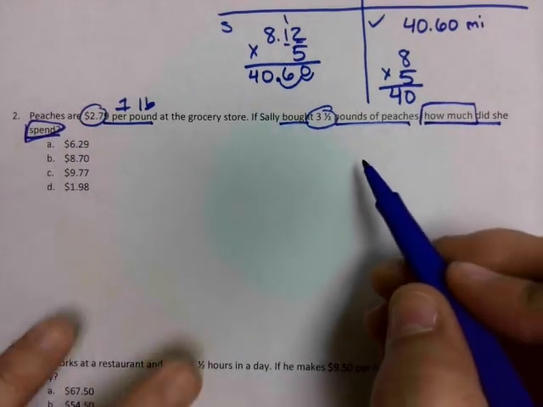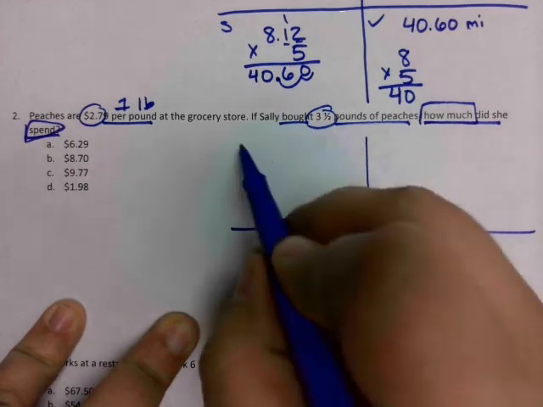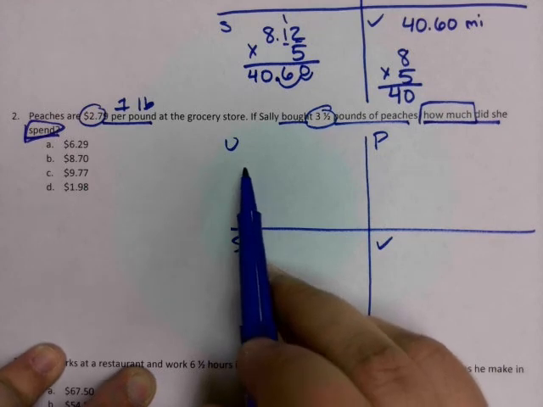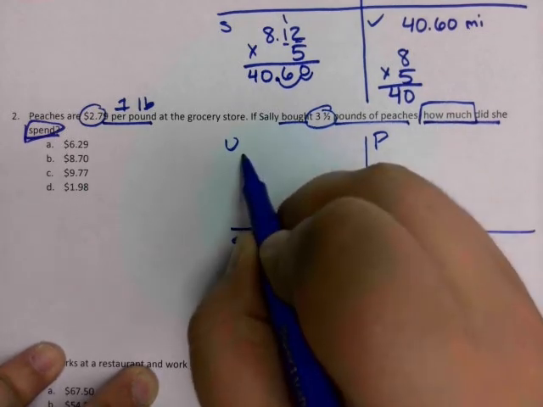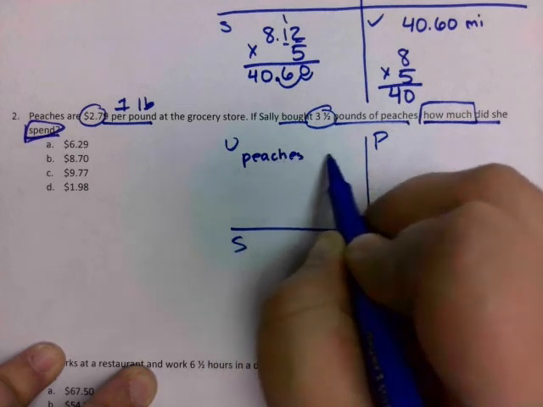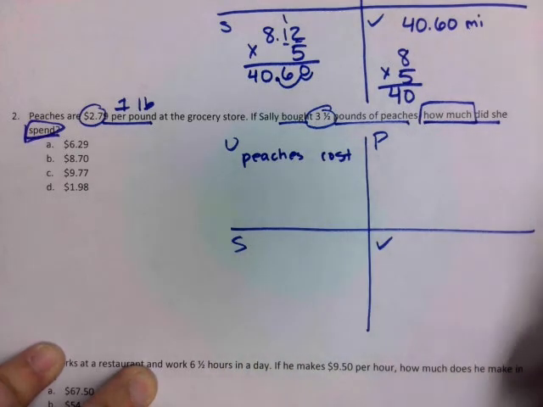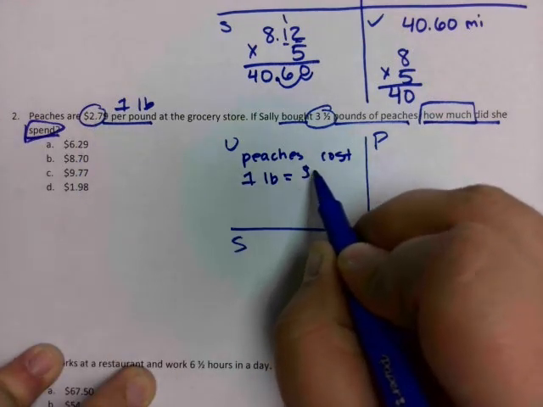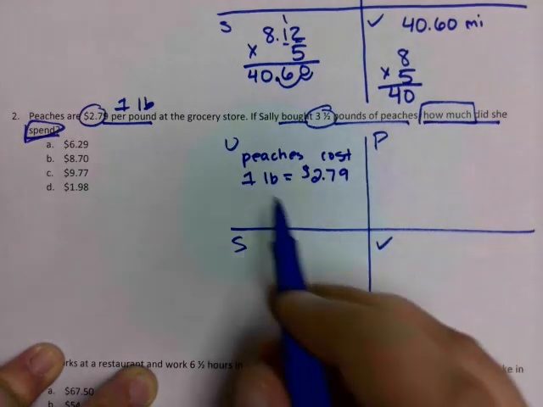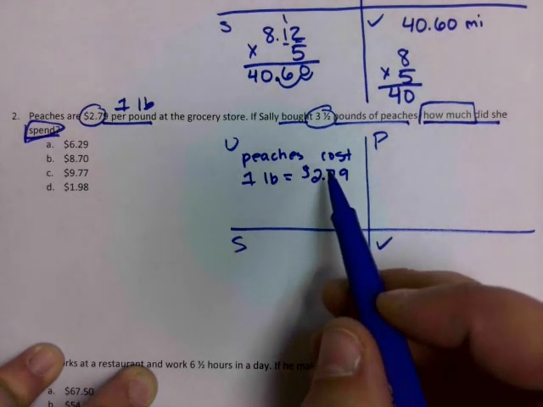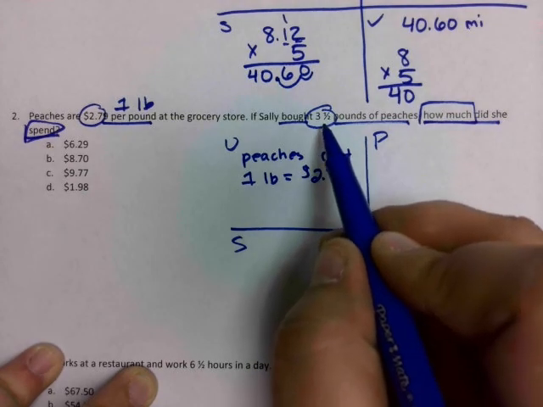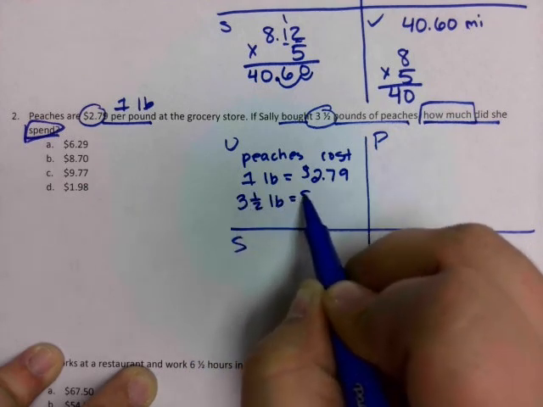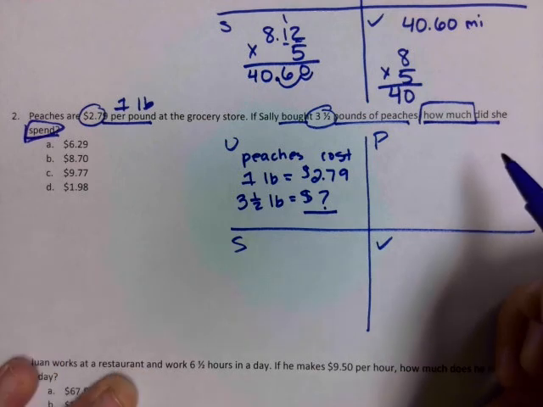Okay, so again, we're going to do our UPS check. And we're going to start off with what do we understand? Okay, so we know that peaches cost for 1 pound, 1 LB equals $2.79. And then we know that we are wanting to figure out how much she spends on 3.5 pounds. So that's what we're solving for.